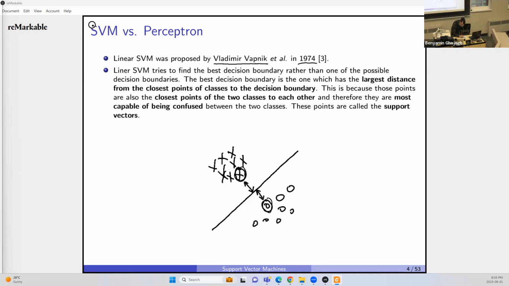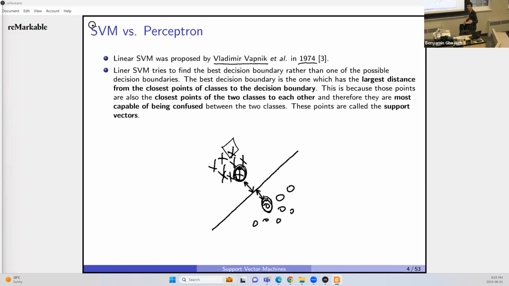Because this point, for example, is very far away from the other class, it's less probable to be confused. Let's focus on the points which are very close to the other class. So this point is very close to the other class. This point is also very close to the other class.